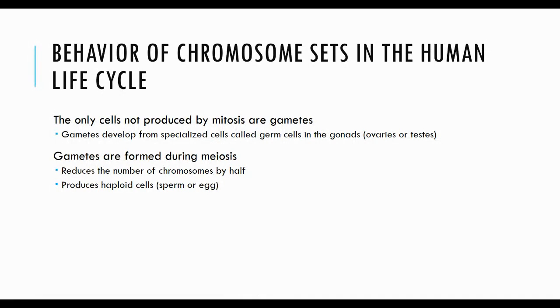The only cells not produced by mitosis are gametes, and gametes will develop from specialized cells called germ cells in the gonads, which are ovaries or testes. And gametes are formed during meiosis, which reduces the number of chromosomes by half and produces haploid cells, i.e., sperm or egg.